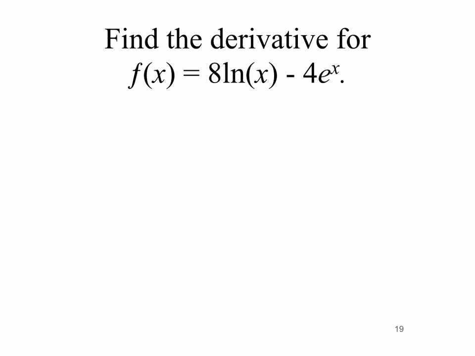So let's find the derivative for f of x equals 8 ln x minus 4 e to the x. Remembering that the derivative of a natural log of x is 1 over x. So we get that 8 times 1 over x is 8 over x. That's the derivative of the first term. Minus, of course, 4, which is just the constant that's there, times the derivative of e to the x is e to the x.